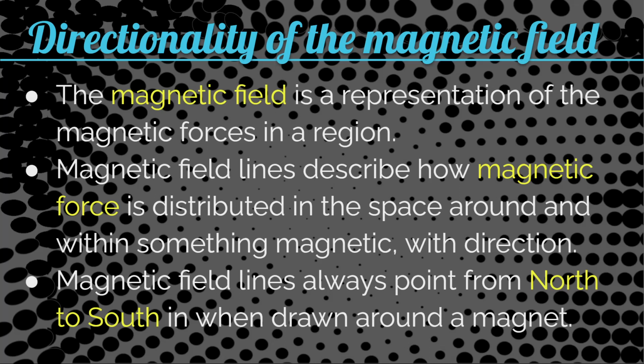Magnetic field lines always point from north to south when drawn around a magnet. You will need to know that, okay? So when we draw those field lines in the space around a magnet, they will always point from the north pole of the magnet to the south pole of the magnet. You'll see that over and over again, but definitely write that down.